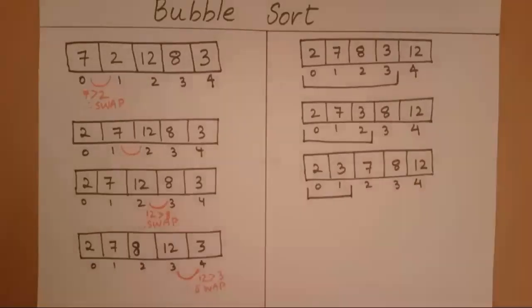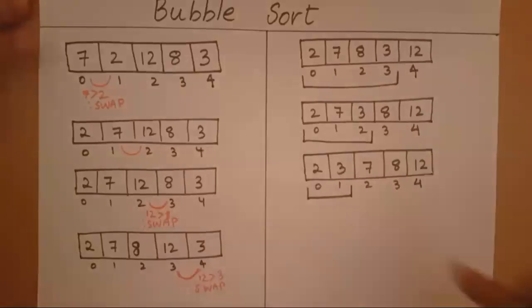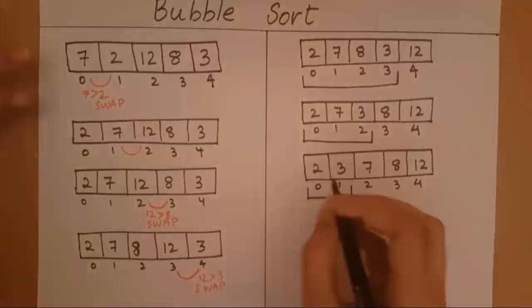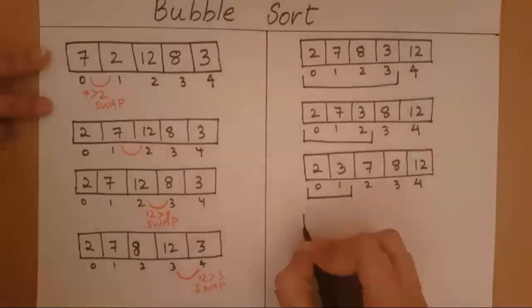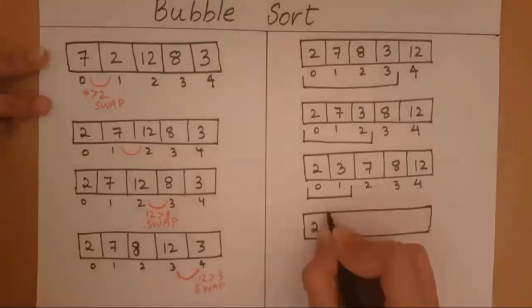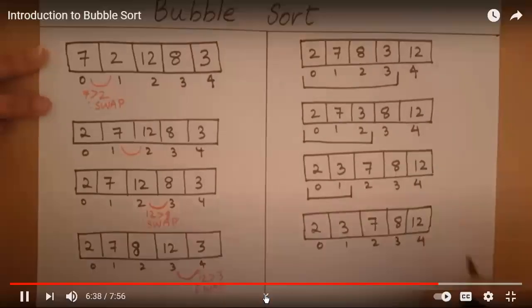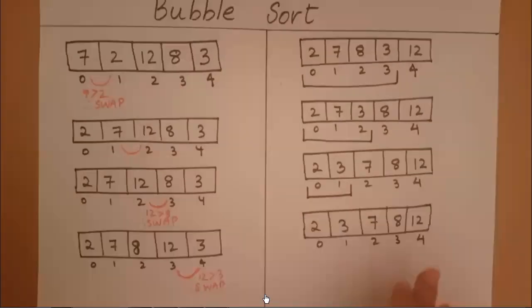So now the range in which we must push the largest element to the end is going to be this. Now we compare 2 and 3, they are in the correct order, so there is no swapping to be done. So once that has been completed and we know that no swapping is to be done, we get an array which looks like this. Now 3, 7, 8 and 12 have all come to their correct positions.